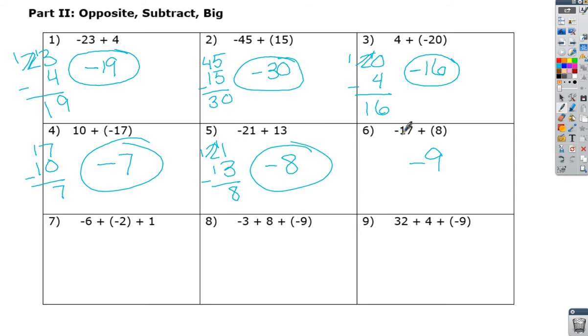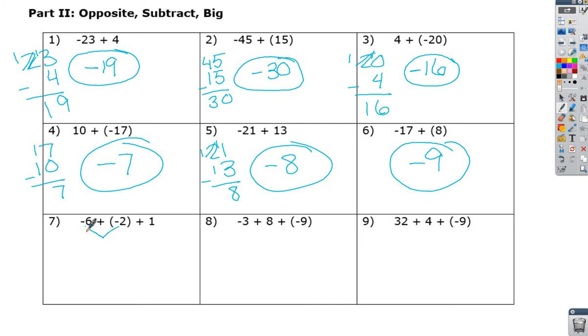Number 6, we have negative 17 plus 8. Our signs are different, so we'll take the difference and keep the sign of the larger number. 17 minus 8 is 9, and we're keeping the sign of our larger number, which is negative, so our answer is negative 9.